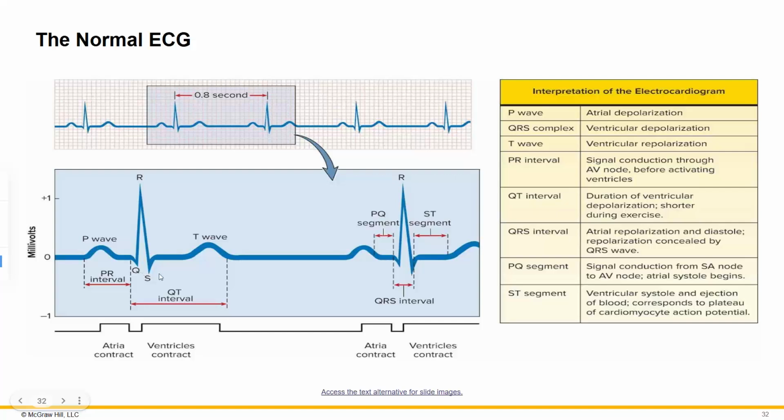Then you're going to have the ventricles relax. So ventricular diastole, that's this T wave. And then this is just going to continue throughout the normal EKG.